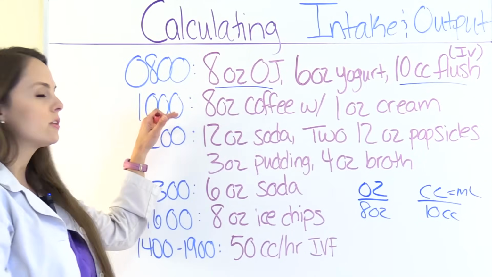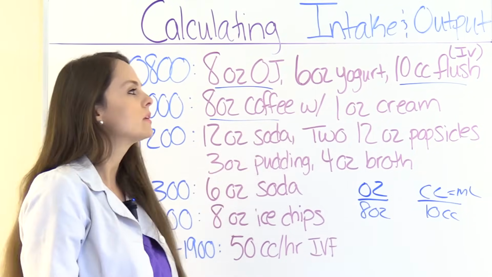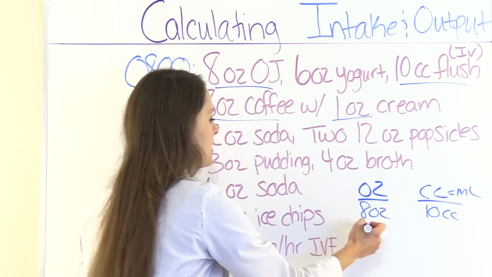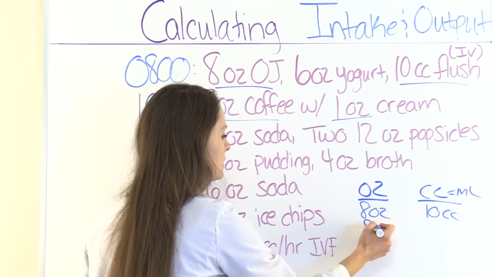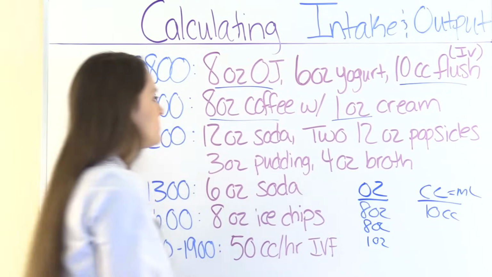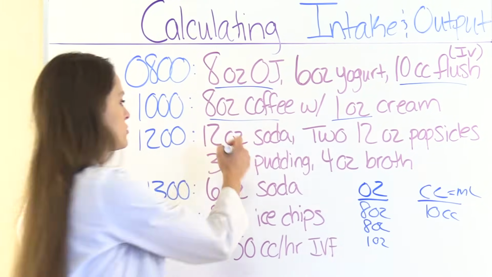At 10 o'clock they had 8 ounces of coffee, which we'll include, with 1 ounce of cream. Liquid creamers we include, so we'll include that. So 8 and 1. At 12 they had 12 ounces of soda, which we'll include.